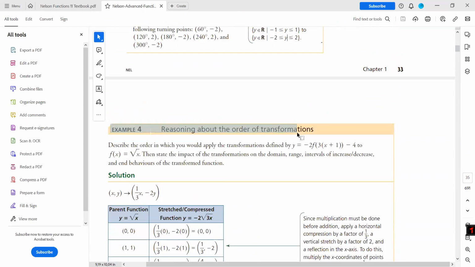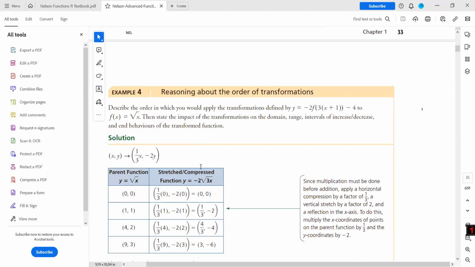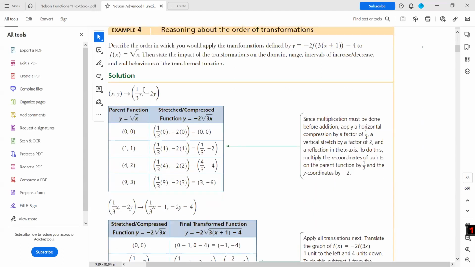Let's take a look at example number 4. Reasoning about the order of transformations. Describe the order in which you would apply the transformations defined by y equals -2 f of (3x + 1) - 4 to f of x equals square root of x. Then state the impact of the transformations on the domain, range, intervals of increase, decrease, and the behavior of the transformed function. Let's review this example real quick.